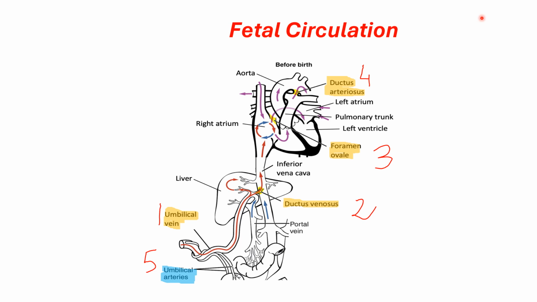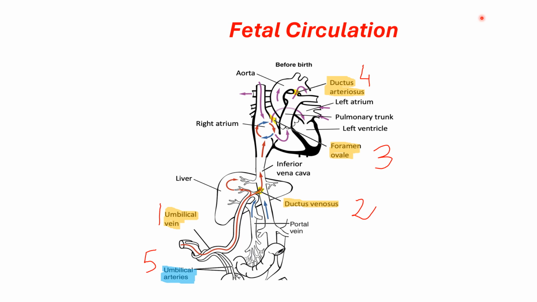Then we have number two, the ductus venosus, which is responsible for shunting blood from the umbilical vein to the inferior vena cava, bypassing the liver. Number three, we have the foramen ovale, which is responsible for shunting blood from the right atrium to the left atrium.